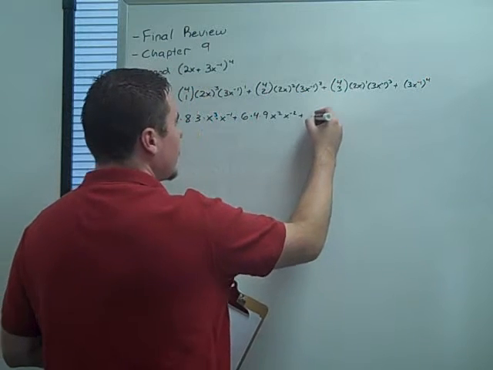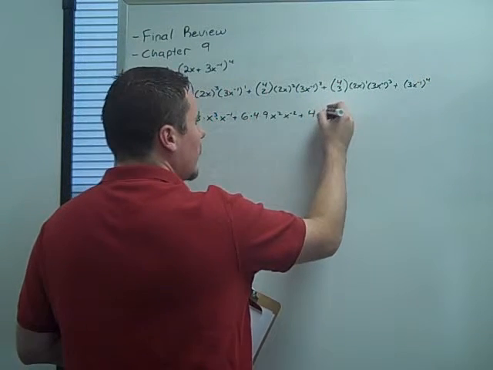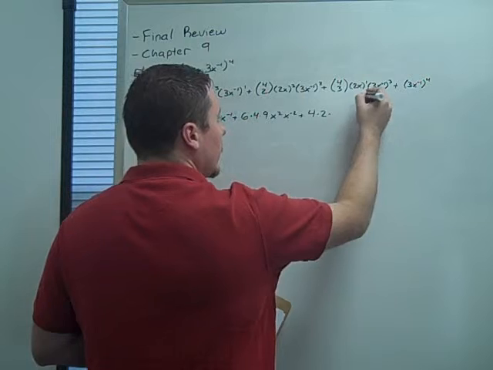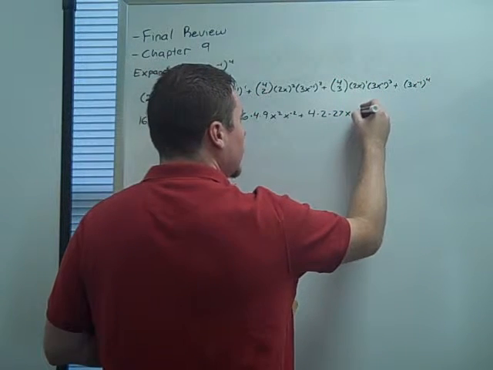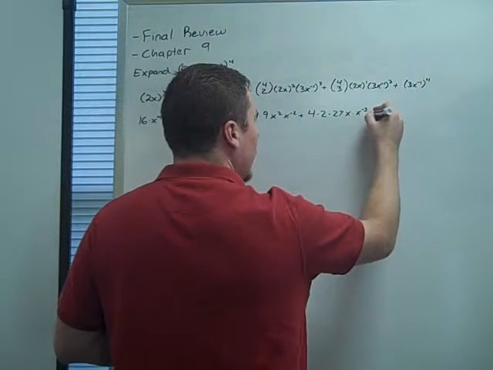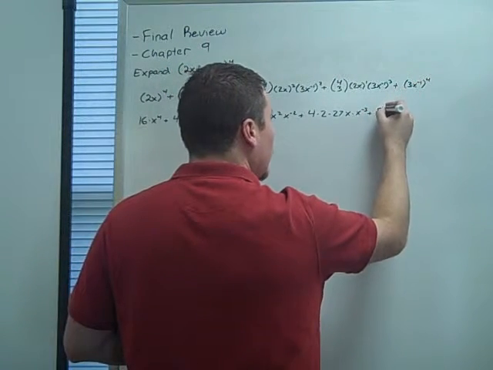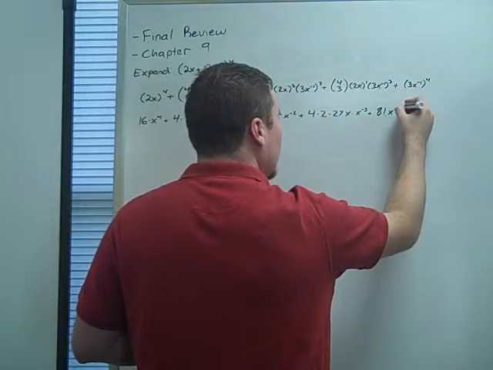Then 4 choose 3 is 4 again. 2 is just 2. 3 to the third is 27. Then I have an x times x to the negative 3. And then 3 to the fourth is 81. And then x to the negative fourth.